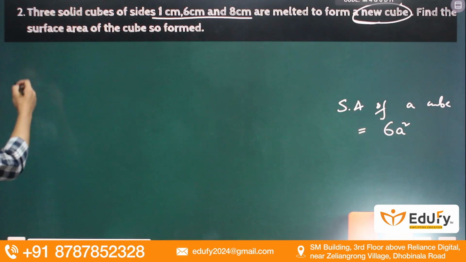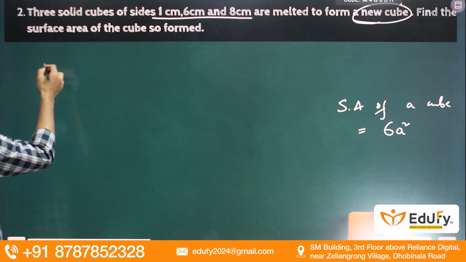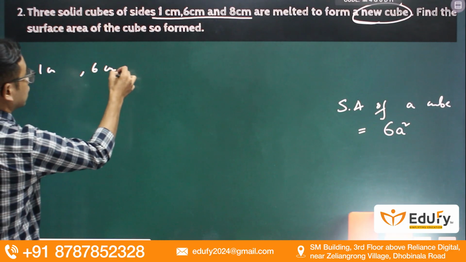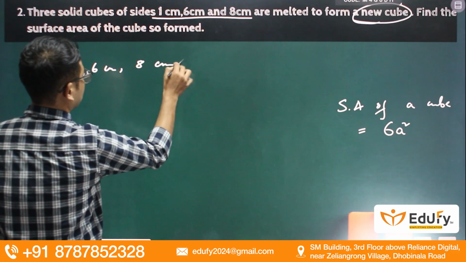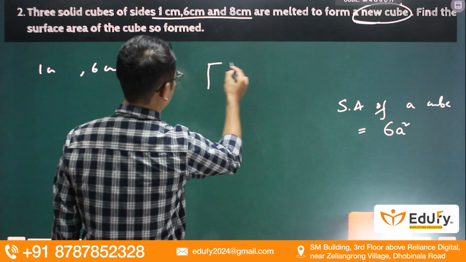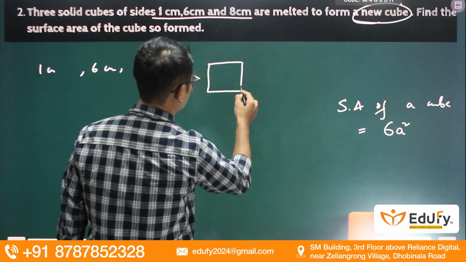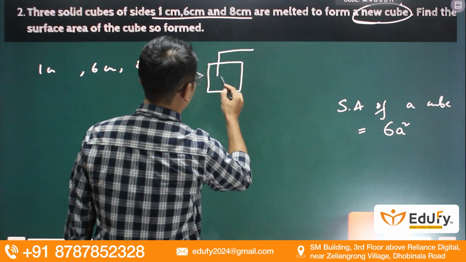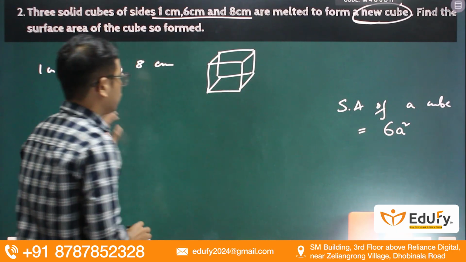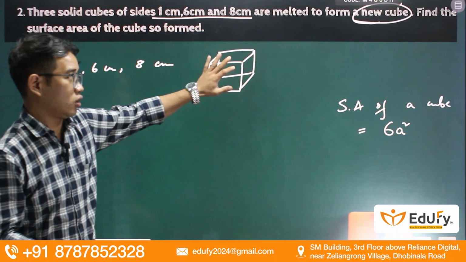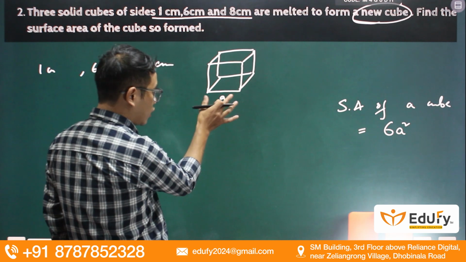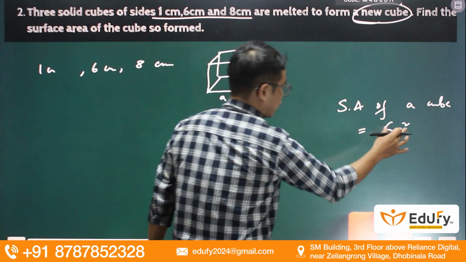So let's say there are 3 cubes, which are 1 centimeter, 6 centimeter, and 8 centimeter. These cubes are now melted and we will make a bigger cube. Let's say I make a cube like this, a bit bigger. So let's say this is the new cube. Now they're asking me to find the surface area of this one. To find that, I need to know the side of this one. Only when I know the edge or the side can I write it here and find the answer.